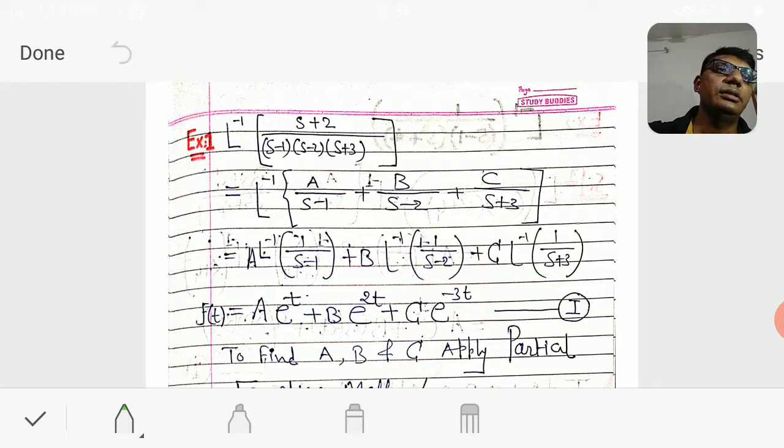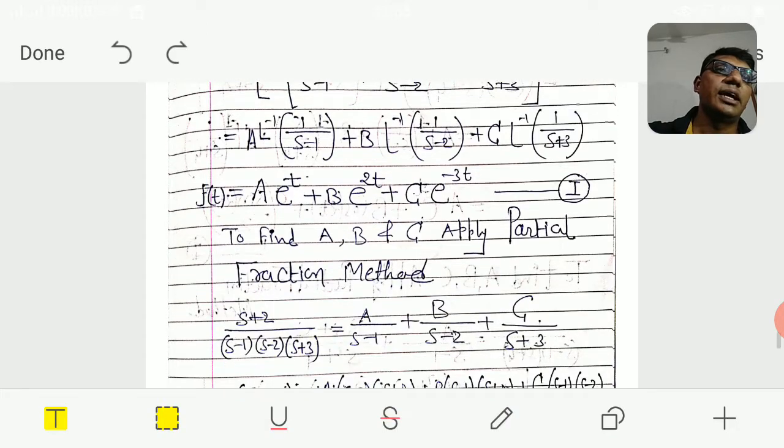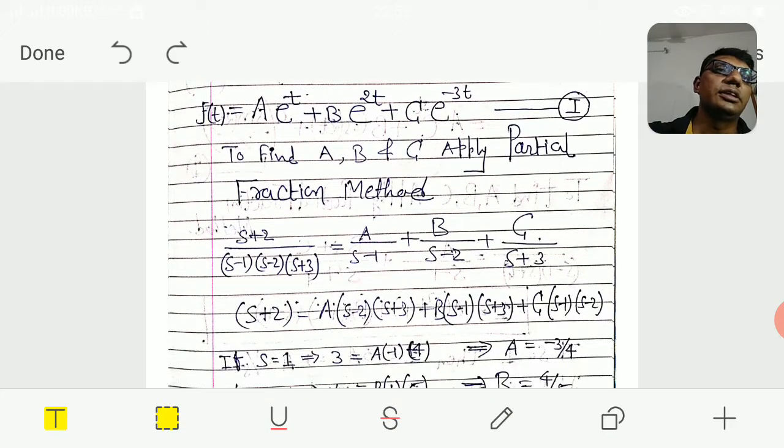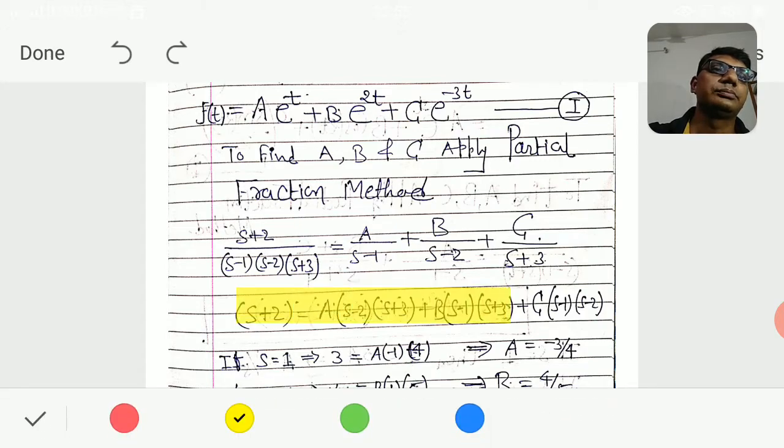Now to find A, B, C, we will apply the partial fraction method. It is applicable like this: (s plus 2) upon (s minus 1)(s minus 2)(s plus 3), and we separate it as A upon s minus 1 plus B upon s minus 2 plus C upon s plus 3. Now we take the LCM and then we get this term.